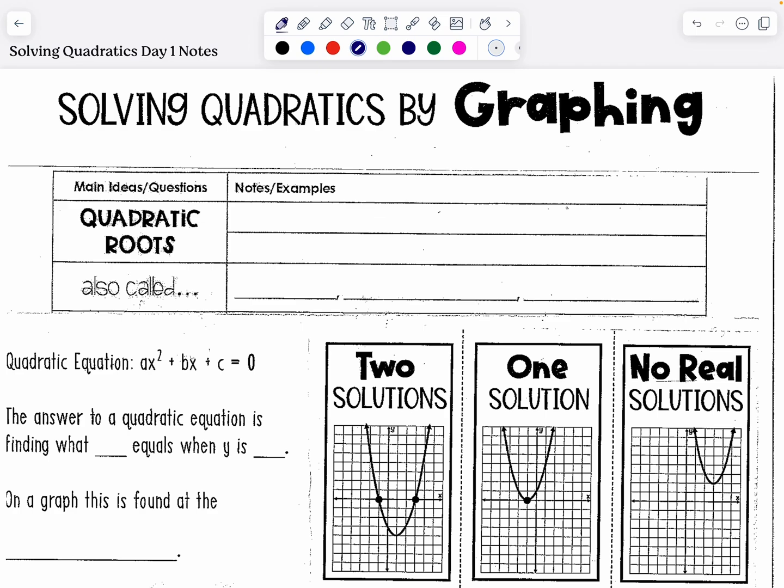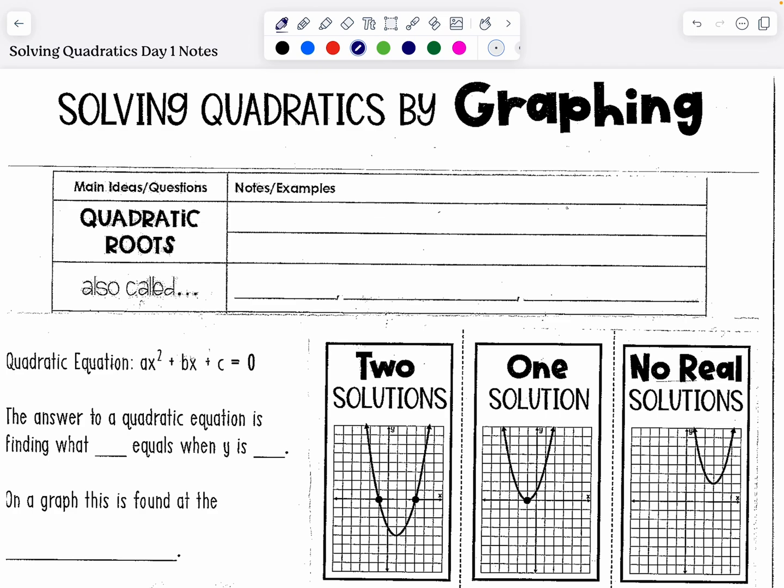The first way, graphing, is pretty simple, and the second way is by factoring, and we're going to be practicing that for the rest of the week. Even though we've already done it and you guys know how to do it, we're just going to do some extra practice on that. All right, so solving quadratics by graphing.